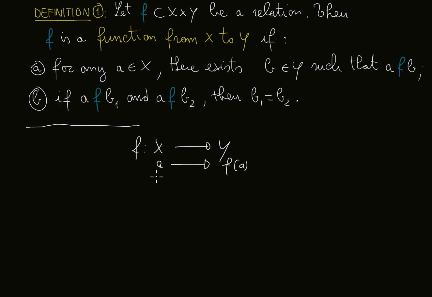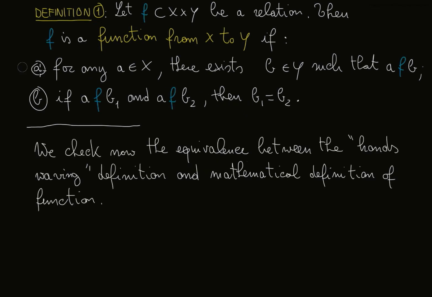Condition B simply means that to each element of x, A, there will be a unique element in y related to A. So every element of x is related to an element of y, but can be related to just a unique element of y, not two elements of y simultaneously. Let's now say a few words about the correspondence between the hand-waving definition and the mathematical definition that we have just given of a function.